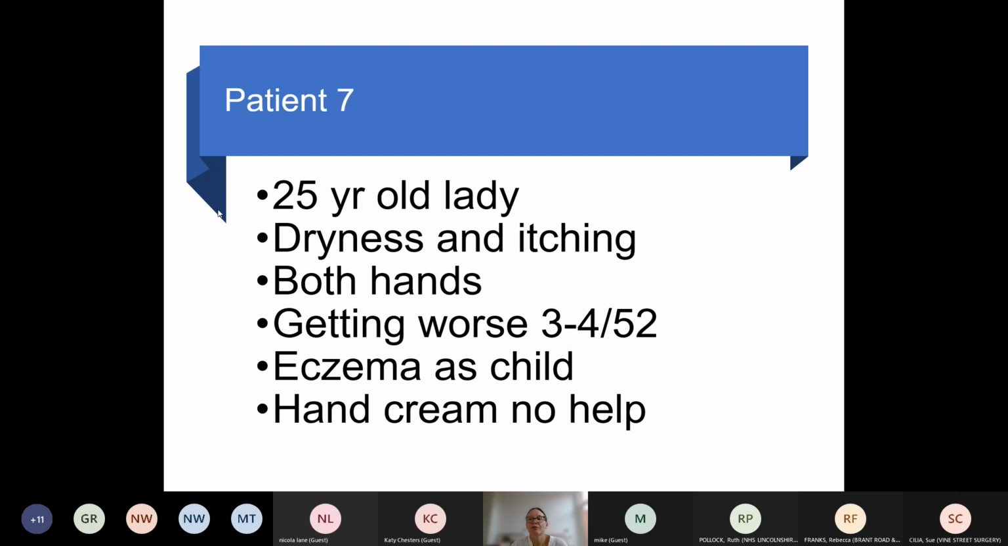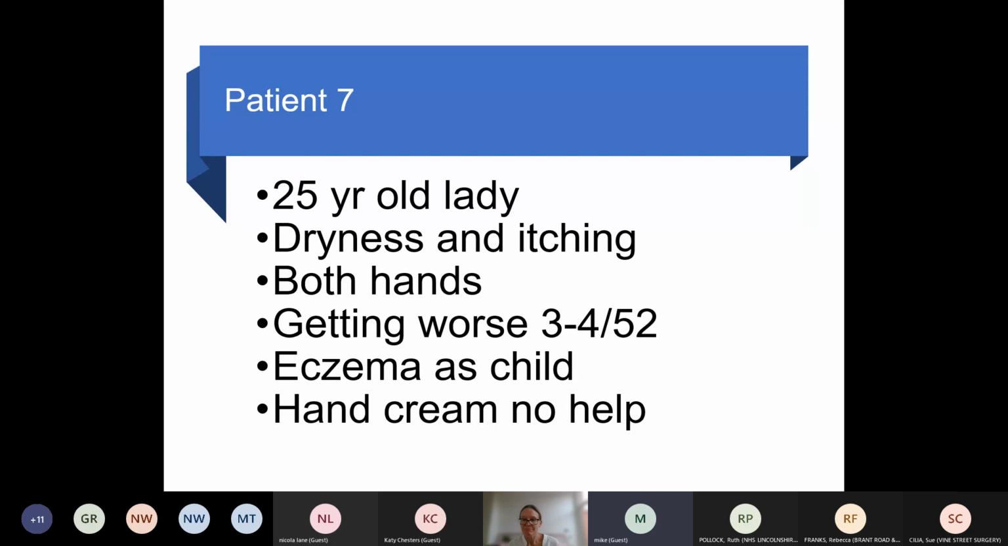So we've got a couple more patients to do, and then we're going to look at the topical treatments. So this is patient number 7, a 25-year-old lady with dryness and itching in both hands, getting worse over the last few weeks. She did have eczema when she was a child, but has not had anything since. She's been using hand creams, but it's not really helping. What else would you like to know about her?